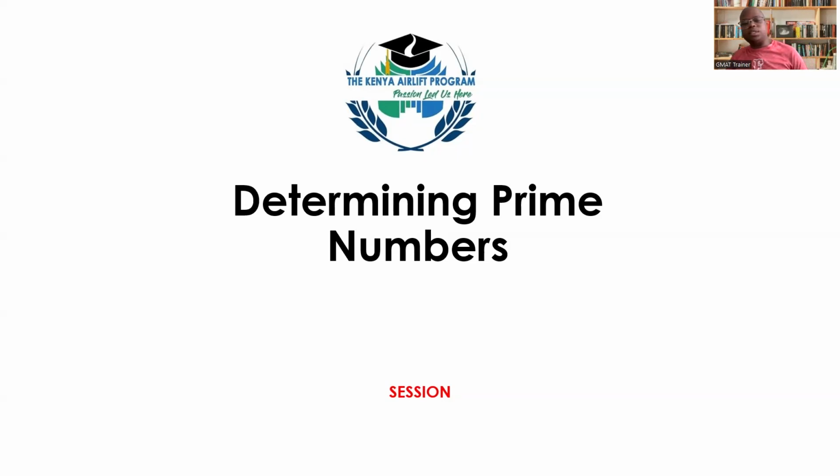Today, we're going to look at determining prime numbers. Prime numbers are numbers which may be quite familiar to us. I suppose we all know that they are numbers that are divisible by only one and the number themselves. That means they have only two factors, and that's what makes them prime.